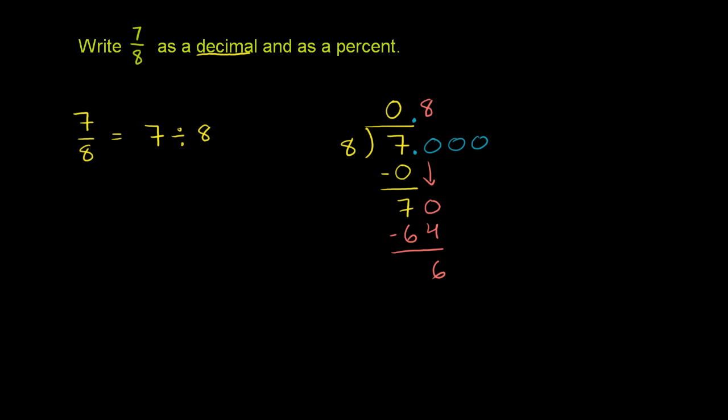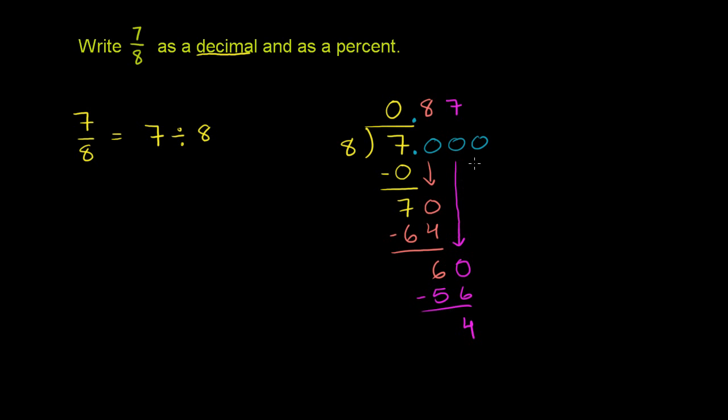Let's bring down another 0. And so you say, how many times does 8 go into 60? Well, 8 times 8 is 64, so that's too big. 8 times 7 is 56, so that'll work. So it goes into it 7 times. 7 times 8 is 56. You subtract. 60 minus 56 is 4.